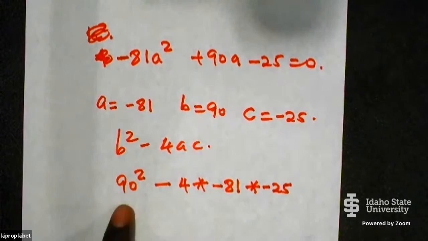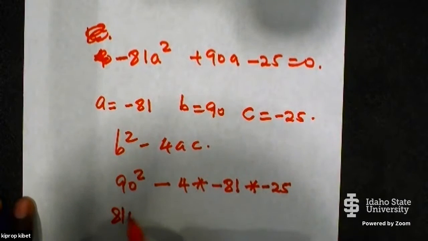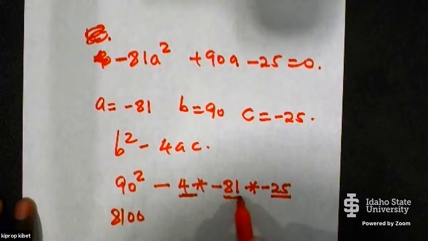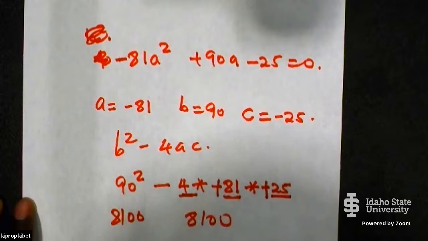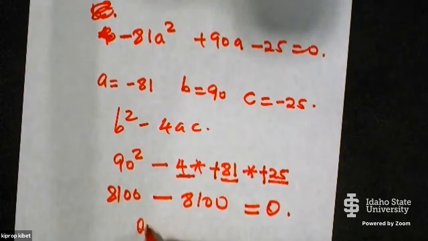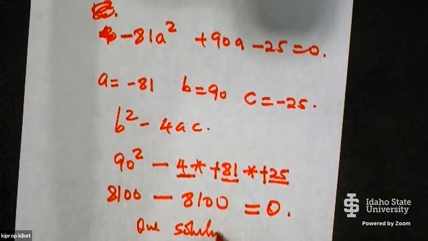So 90 squared is 8100. There is this negative and that one is negative, so the product is positive, and then we have the minus. This one equals 0. So if the discriminant equals 0, we only have one solution.